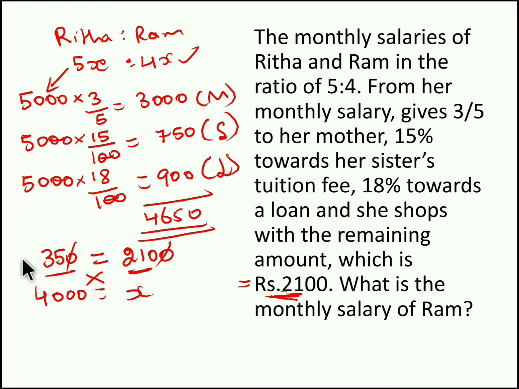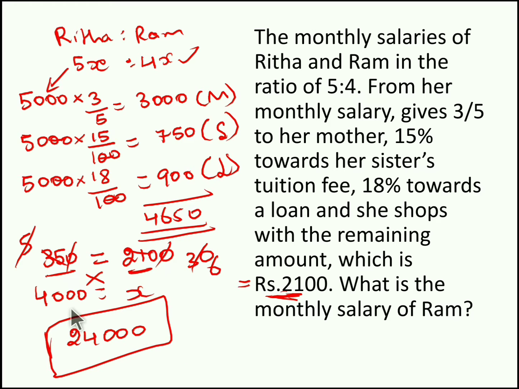0 and 0 cancel. In 7th table 5 times, in 7th table 30 times, 6 times. So 6 into 4, 24. So it's 24,000 rupees. So the monthly salary of Ram is 24,000 rupees. If they ask you to find the monthly salary of Ritha, you have to substitute 5,000 rupees instead of 4,000 rupees here, because we considered the total income of Ritha as 5,000 rupees. Hope you understood the concept, right? For this question, the answer is 24,000 rupees.